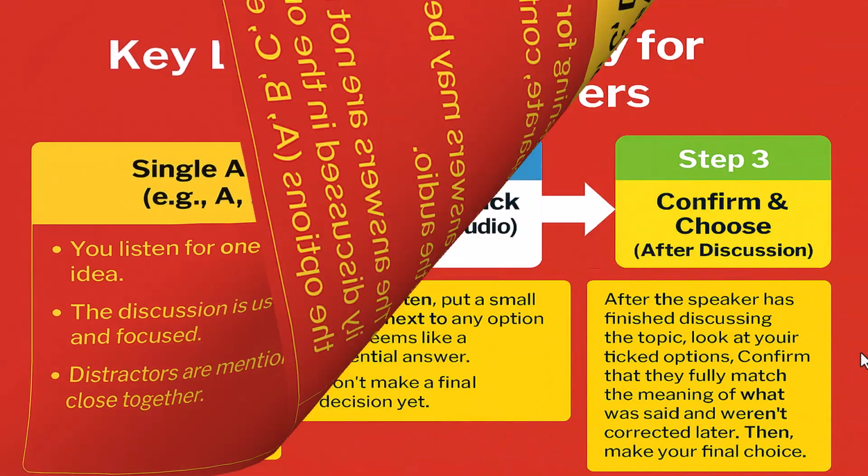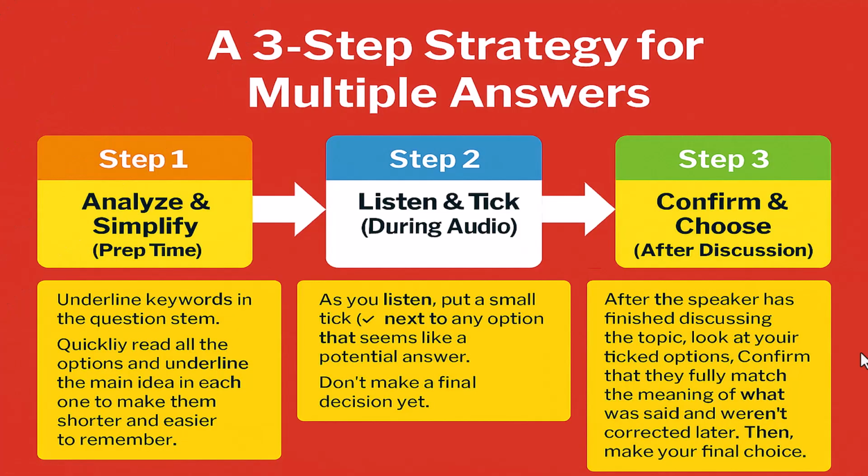Because these questions are more complex, our strategy needs to be slightly different. It's a 3-step process. Step 1 is to analyze and simplify during your prep time. As always, underline the keywords in the main question, then quickly read through all 5 or 6 options. For each option, underline just the 2 or 3 words that capture its core meaning. This makes the options much faster to refer back to later.